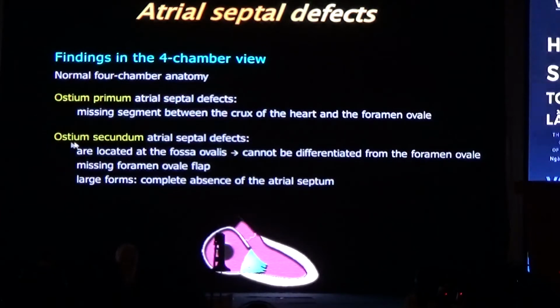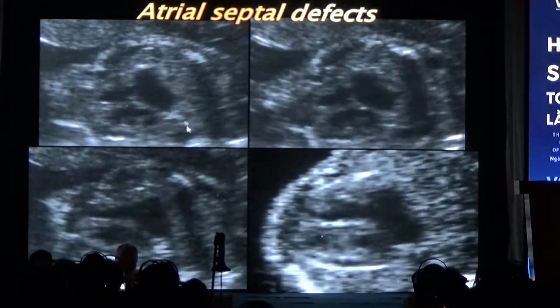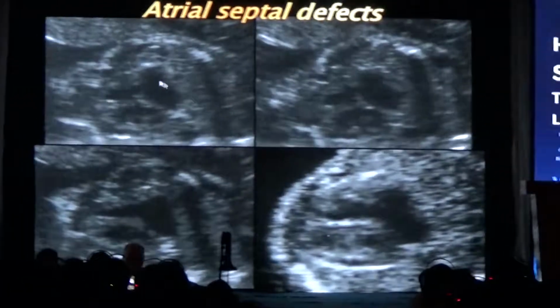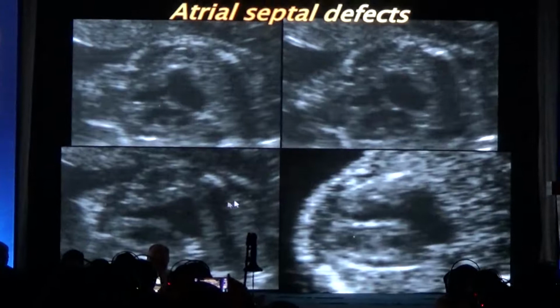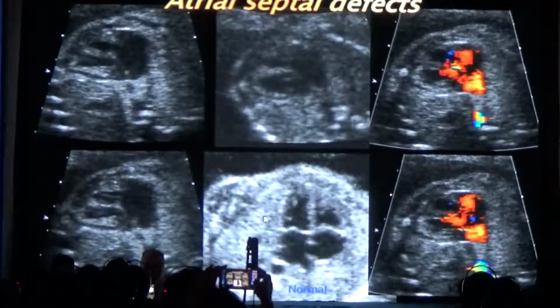Now, this is the type that we see most commonly, the ostium secundum, when you have a very large form. When you don't see any interatrial septum, this is typically an ostium secundum, and the sinus venosus are rare and we don't really see them very often. So here we have a four-chamber, and there's a big communication between the right and the left. Same thing over here, same thing over here. This is the complete form of ostium secundum.